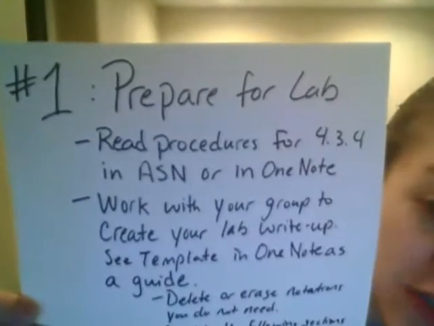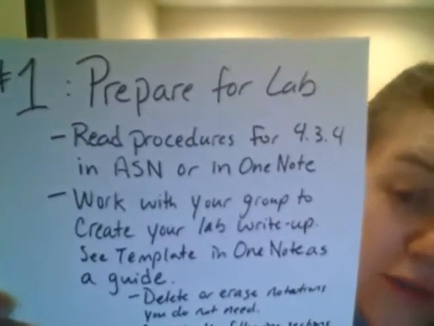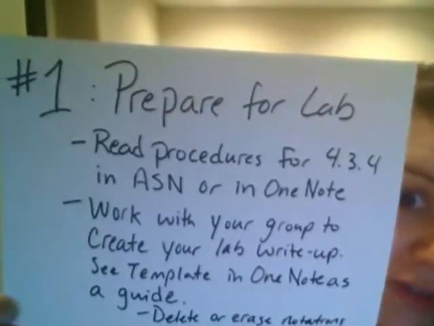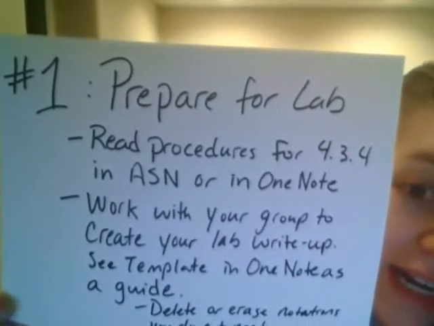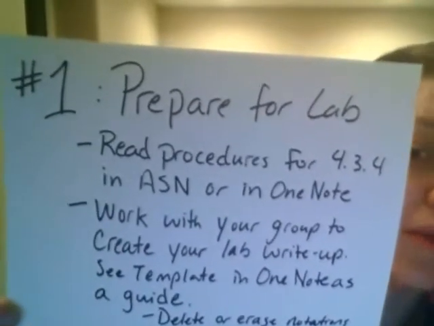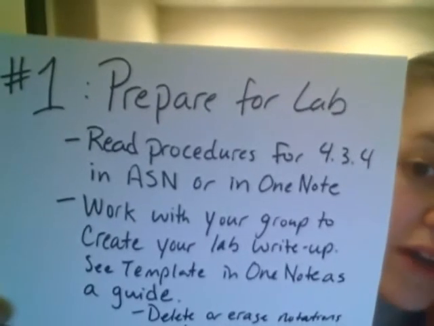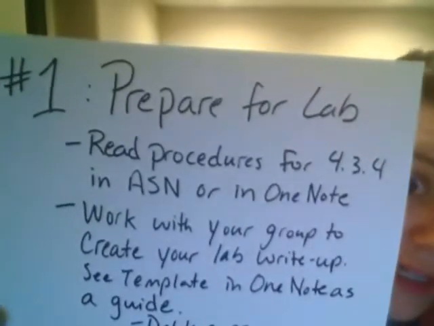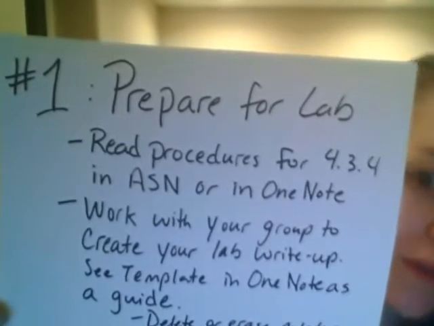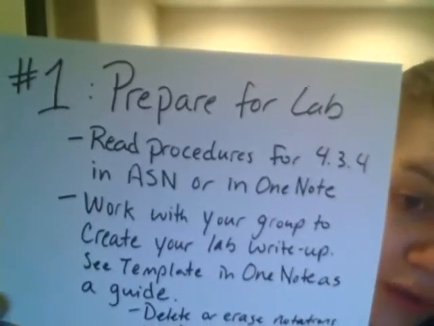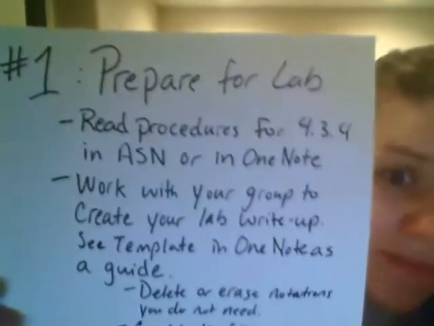The sub will walk through these with you, but I figured it might be helpful if you could see a little bit of what I want you to do. So today, number one, I would like you to prepare for your lab because next time in class we are going to continue and work on your lab. So first thing you're going to do is read the procedures for 4.3.4. It's either in your AgriScience notebook, your spiral bound notebook, or you can find it in OneNote. Everything that you need in OneNote is in fourth quarter, so go to your name and then the fourth quarter tab and you'll find all the information.